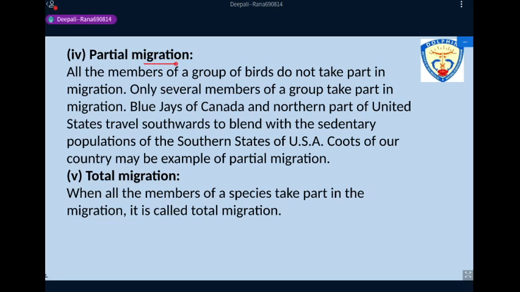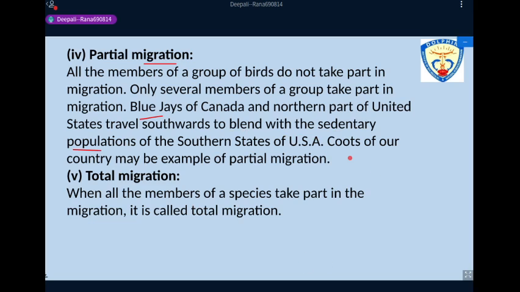Okay. So the next type is what we were discussing, partial migration, and this kind of migration is done when all the members of a group of birds do not take part in migration. Only a few members will follow the migration, and several members of a group take part in the migration. A common example is the blue jays of Canada and the northern part of the United States that travel southwards to blend with the sedentary populations of the southern states of the USA.